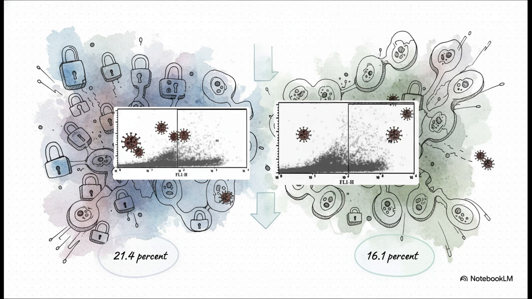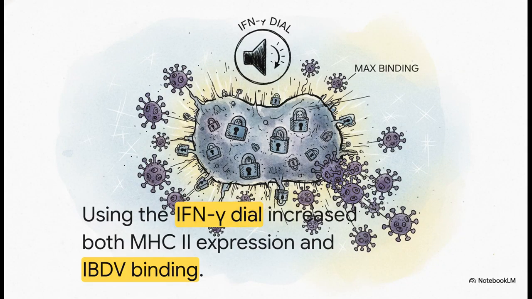The percentage of lymphocytes that the IBD virus could actually bind to dropped significantly, falling from 21.4% right down to 16.1%. Fewer locks literally equaled fewer break-ins. And then, when they ran the inverse experiment, using interferon gamma to crank the volume up and add more locks, it resulted in both higher MHC expression and, you guessed it, a corresponding increase in the virus binding to the lymphocytes. At this point, the correlation was becoming undeniable. The virus's success was entirely dependent on the presence of this one specific molecule.